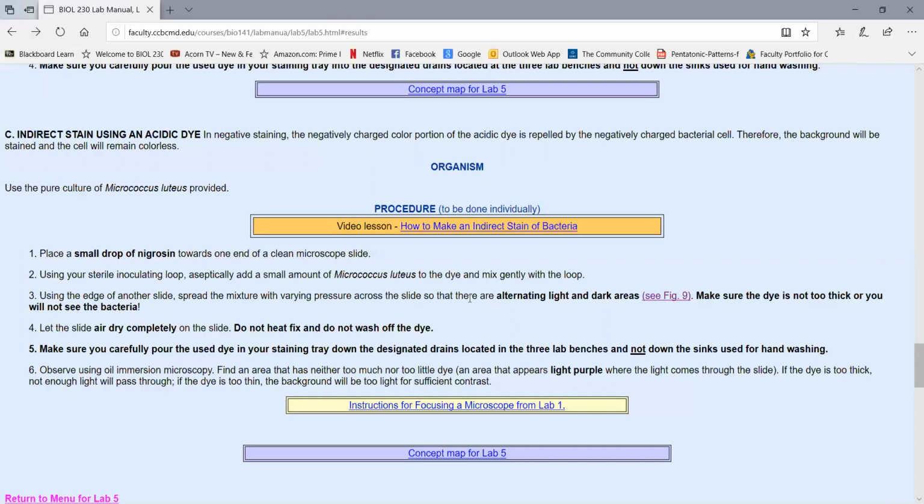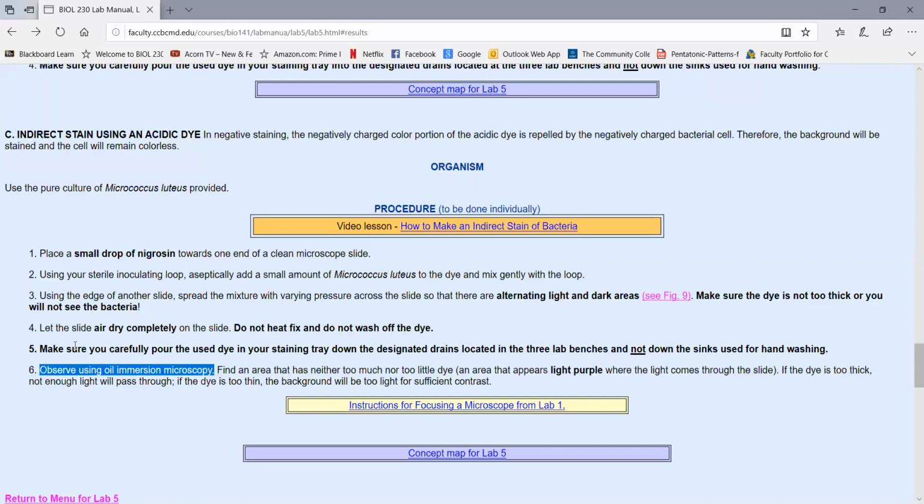Now, once you've spread the dye out over the slide with the second slide, alternating light and dark areas, we let it completely air dry. We don't have to heat fix this because we don't wash it. We don't wash it because if we wash it, we wouldn't see anything. The dye is what we want on the slide this time. If we wash the slide, we'd wash all the dye off. And then you can put a drop of oil on that and observe using oil immersion microscopy.